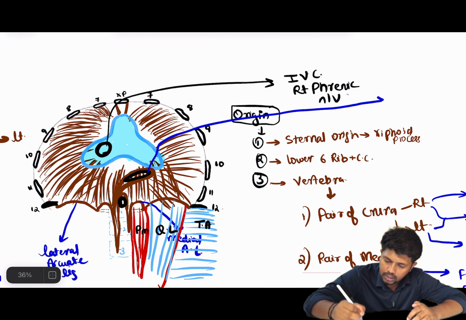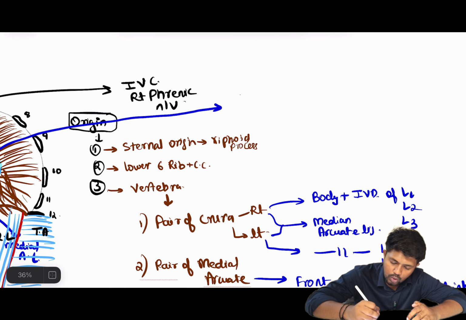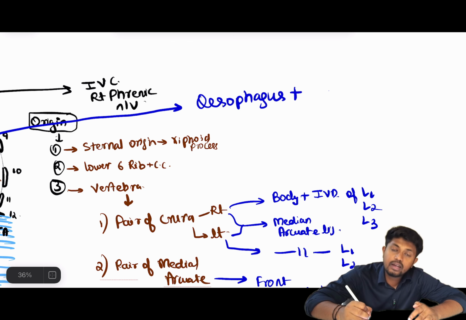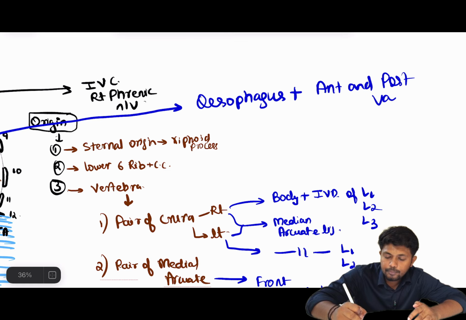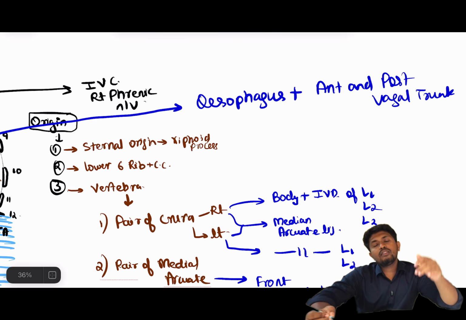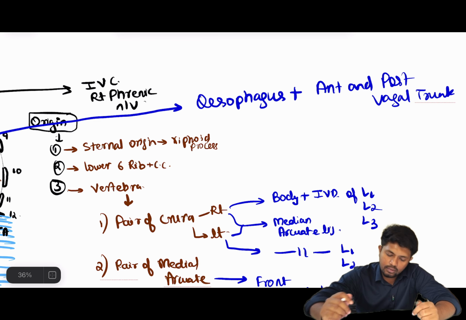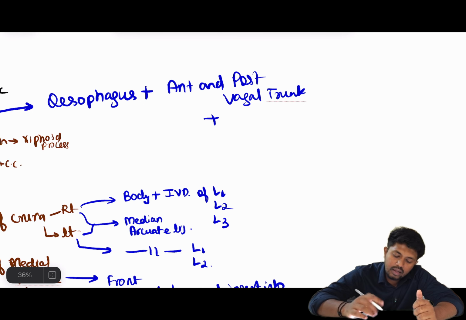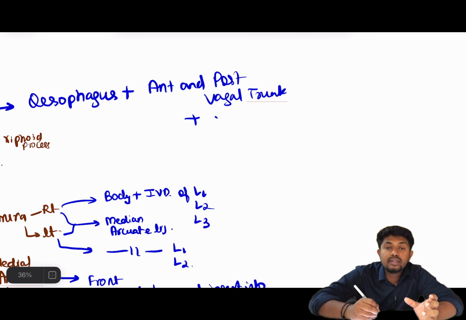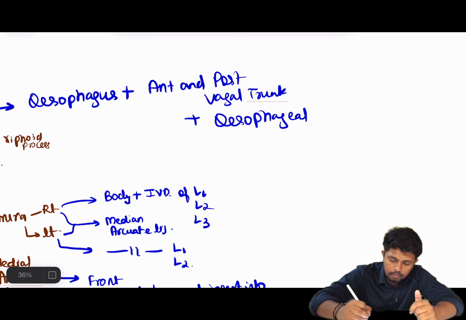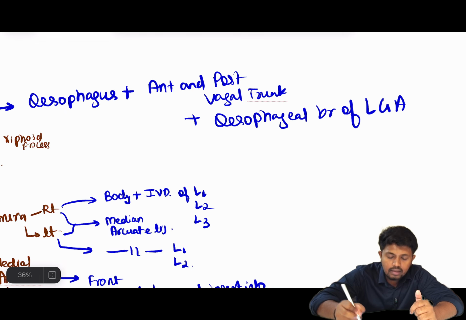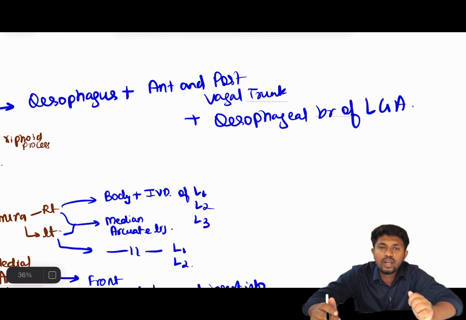Through the esophageal opening, the structures coming are the esophagus plus the vagus nerve, the anterior and posterior vagal trunks, which come through the thorax, and as they go to the abdomen, the anterior forms the left vagus nerve and the posterior forms the right vagus nerve. And along with this, the left gastric artery gives esophageal branches that travel through this. So the esophageal branch of the left gastric artery. Similarly, esophageal tributaries of the left gastric veins.